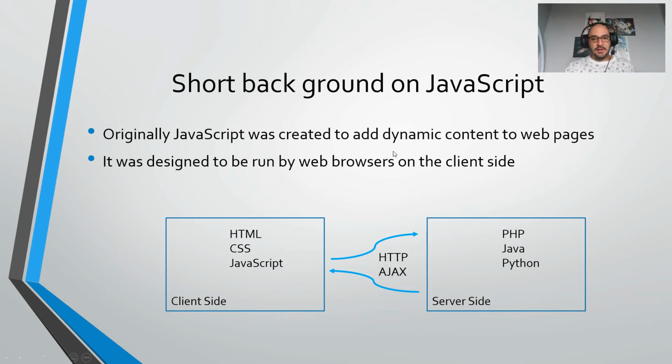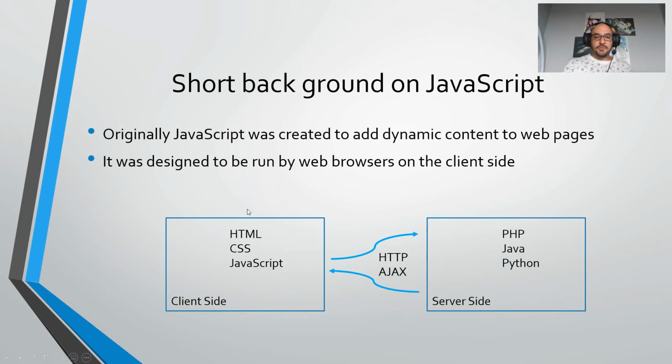So the way it worked is you have a server side that is running some sort of programming language, traditionally PHP, Java, or Python. And then on the client side, you have another set of code, which is HTML, CSS, and JavaScript, and that would run in your web browser. And then the communication between them happens through HTTP asynchronous requests, or AJAX requests.